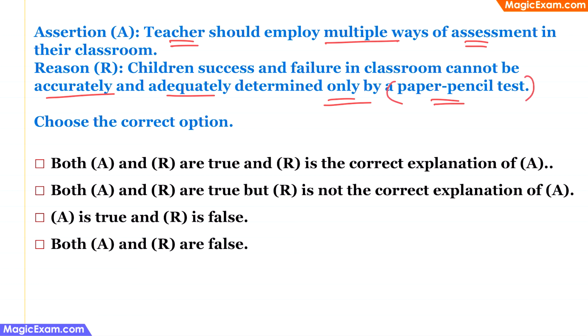But that does not mean that these children have not acquired the knowledge or what is being taught in the classroom. Therefore, a teacher should employ multiple ways of assessment. That is because assessment cannot be determined properly by just using one type of test, that is a paper pencil test. Therefore, assertion A is correct, and the reason R is also correct, and it supports the assertion A. Therefore, both A and R are true, and R is the correct explanation of A. So, this is the correct option.